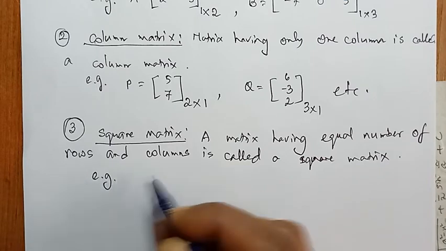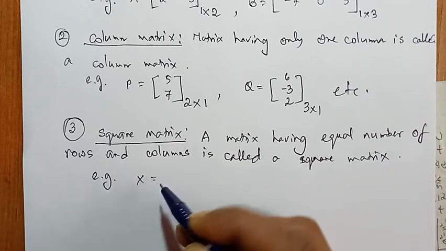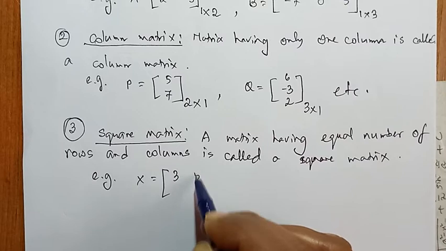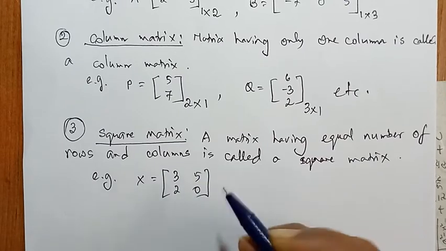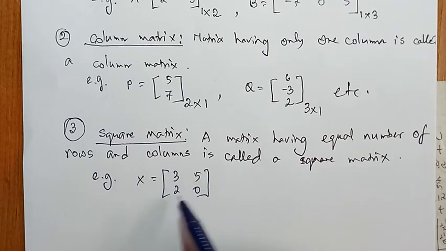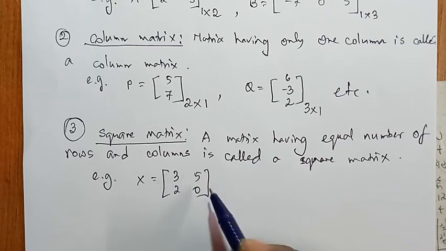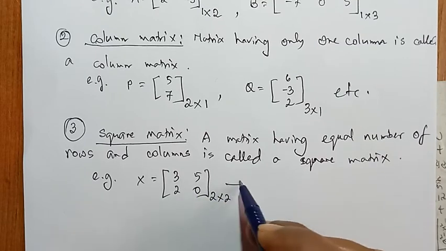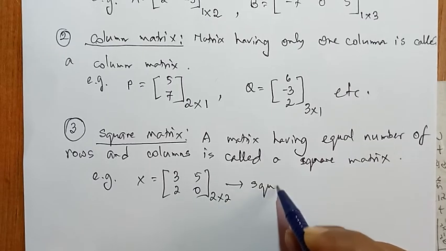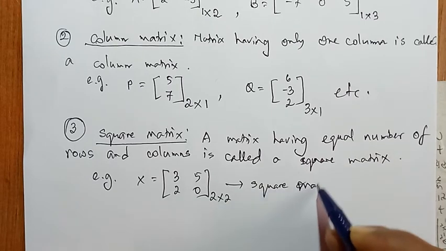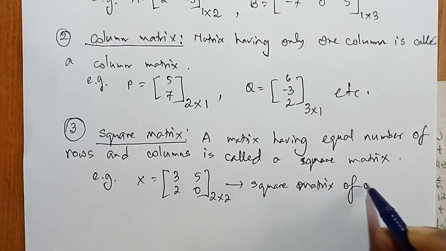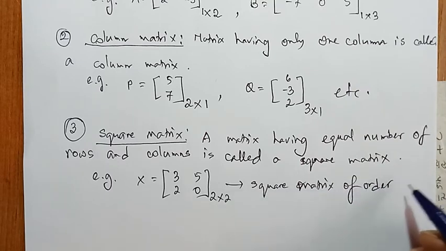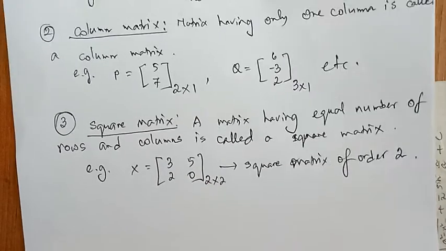For example, matrix X: 3, 5, 2, 0. So this is a matrix having 2 rows and 2 columns. In this matrix, the number of rows and the number of columns are the same. So this is a square matrix, and the order will be 2 by 2. That is a square matrix of order 2 by 2, or simply of order 2, because the number of rows and columns are the same.